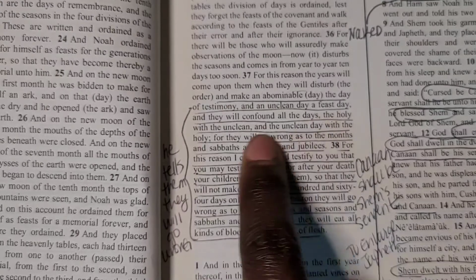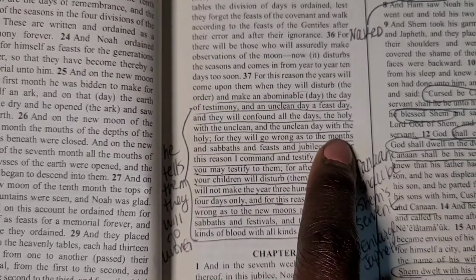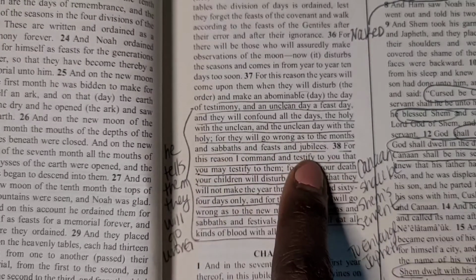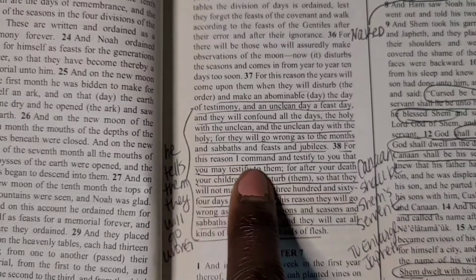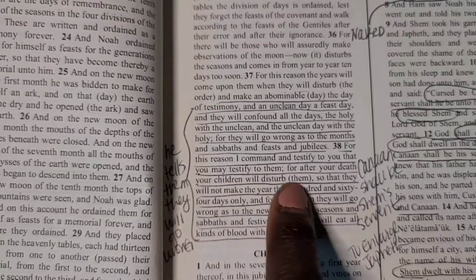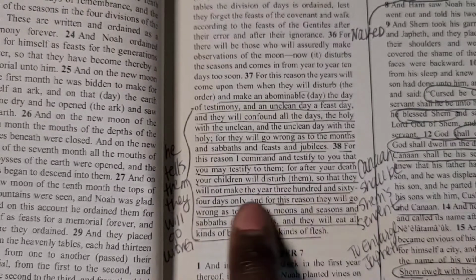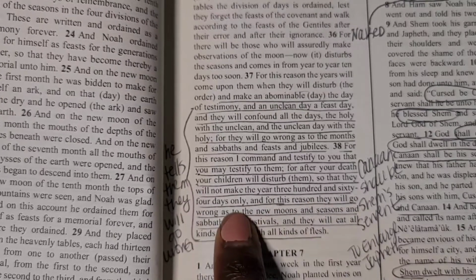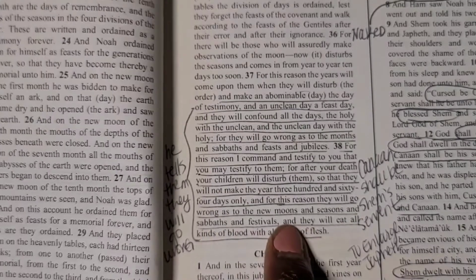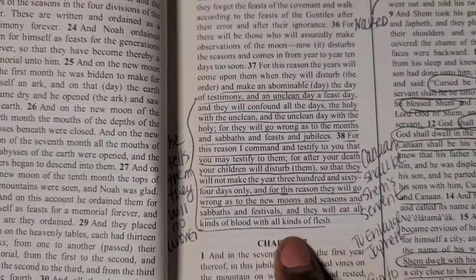All right. He says, and they will confound all the days, the holy with the unclean, and the unclean day with the holy, for they will go wrong as to the months and Sabbaths and feasts and jubilees. For this reason, I command and testify to you, that you may testify to them, for after your death, your children will disturb them, so that they will not make the year 364 days only. And for this reason, they will go wrong as to new moons and seasons and Sabbaths and festivals, and they will eat all kinds of blood with all kinds of flesh.